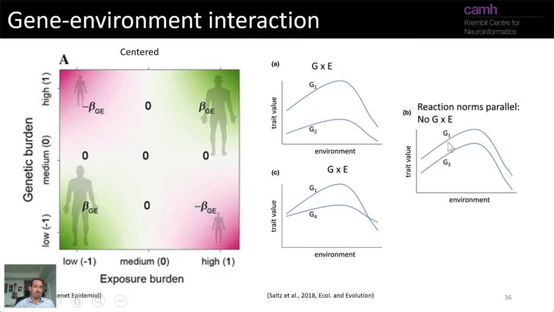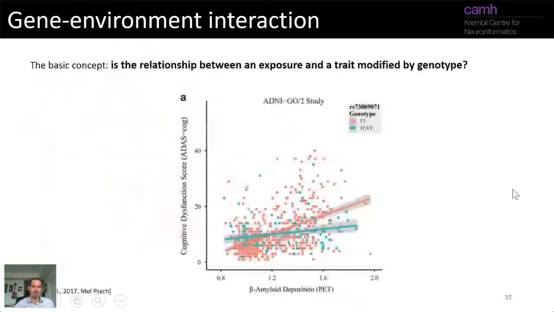There's a genetic main effect here, right? At all levels of environmental exposure, your trait is going to be different if you have genotype 1 or 3, here, these two different genotypes. But the difference between them is the same, regardless of your level of exposure. So that's how we're going to think about gene-environment interaction.